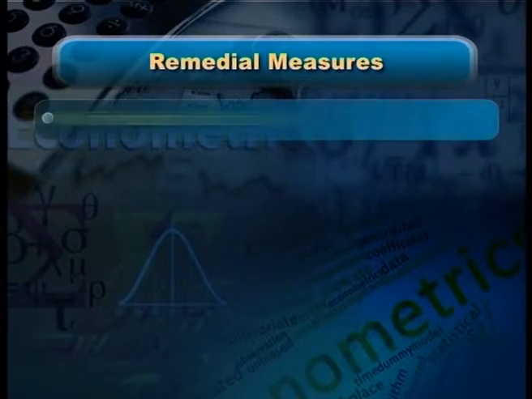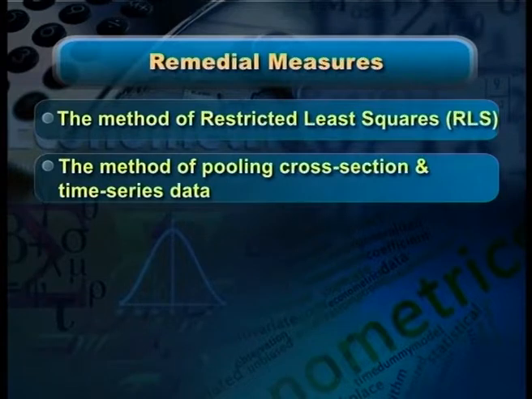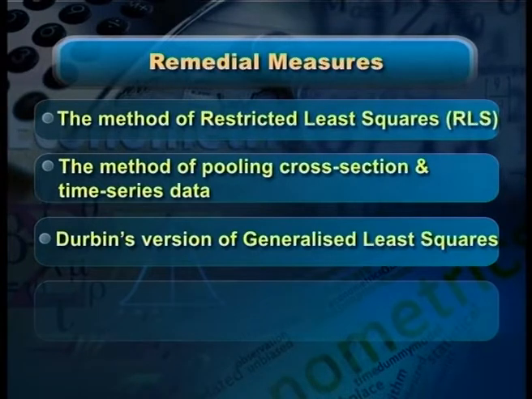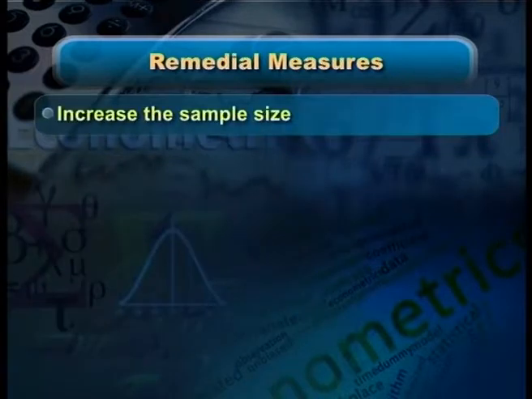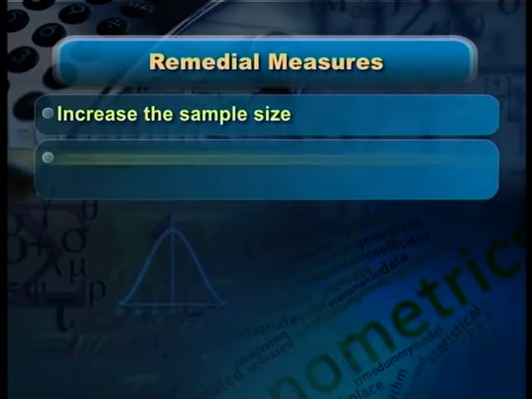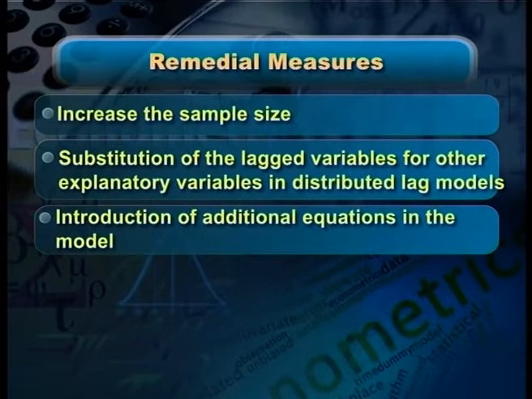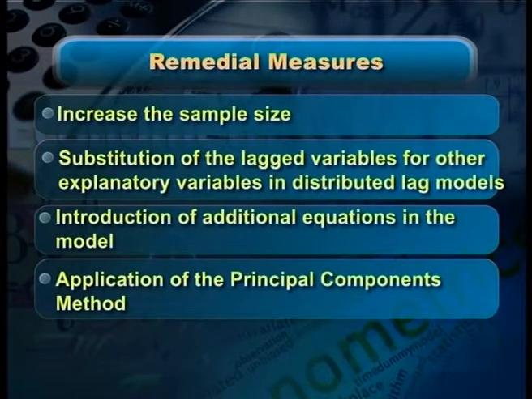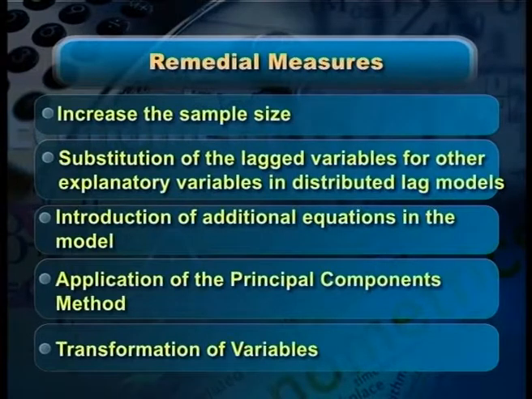They are the method of restricted least squares. Second one is the method of pooling cross-section and time series data. Third one is Durbin's version of generalized least squares. Fourth one, the method of mixed estimation technique of Theil and Goldberger. Fifth one is increasing the sample size. Next, substitution of the lagged variables for other explanatory variables in the distributed lag models. Another one is introduction of additional equations in the model. Another remedial measure is application of the principal components method. Another remedial measure is transformation of variables.